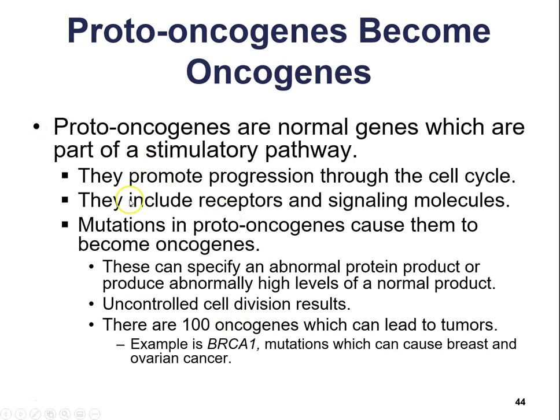All right, so like I said, just a little more info on proto-oncogenes and what they do, okay? I sort of told you on that first slide that they are genes that stimulate the cell cycle. They promote progression through the cell cycle. A little more detail here. It says here there are 100 oncogenes which can lead to tumors. I'm pretty sure we probably know of more than 100 at this point, okay? So we continue to identify more and more oncogenes and tumor suppressor genes as we understand the genetic basis of cancer a little bit more.